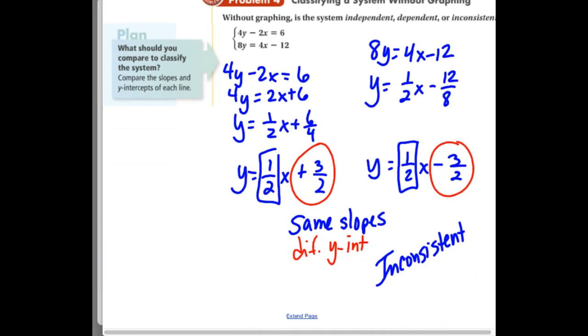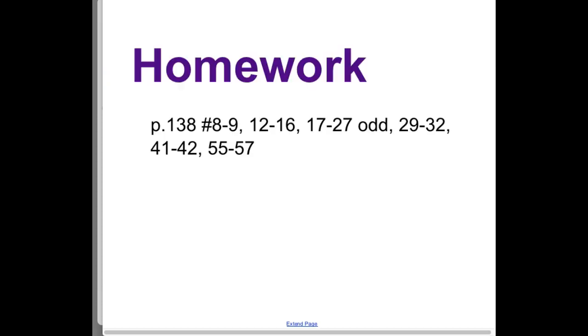All right, that's it for our notes today. Your homework is going to be page 138, questions 8 and 9, 12 through 16, 17 through 27 odd, 29 to 32, 41 to 42, and 55 to 57. We've been looking at a lot of technology here, but keep in mind that for some basic equations, you should know how to graph them and to find their point of intersection with just a paper graph, not a calculator graph.